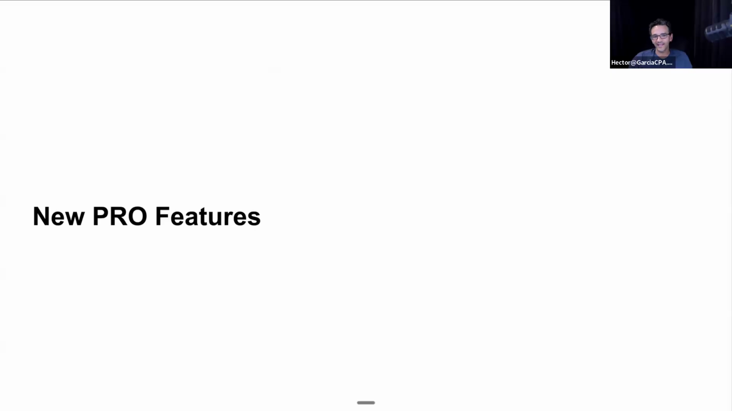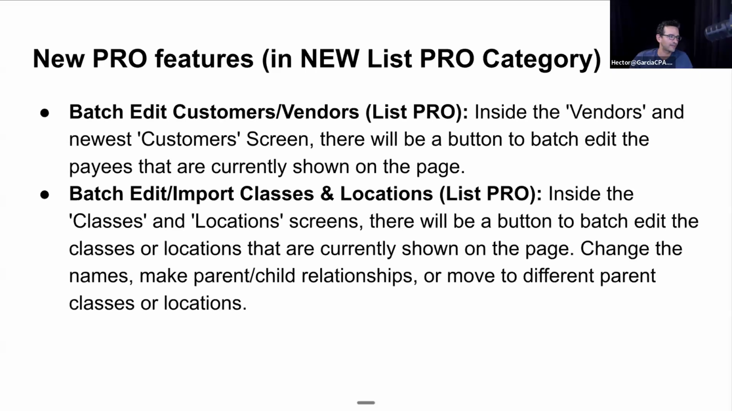This is stuff that's really exciting. This is the reward that the people who stick through past the hour get, which is that we get to see all the new features. And I think you're going to be excited about these. So: batch edit customers and vendors in a new category called List Pro.